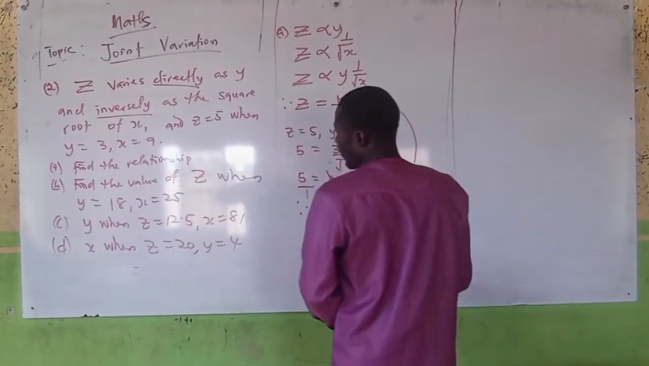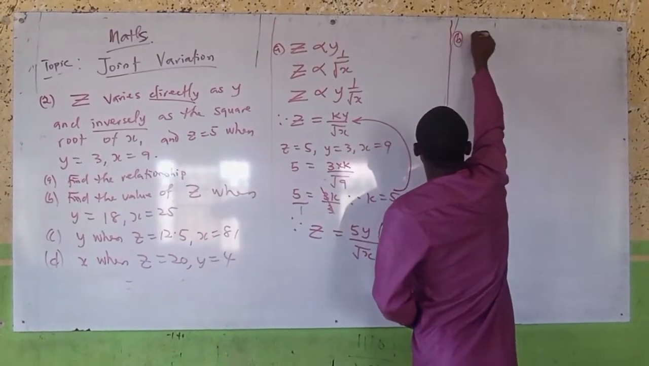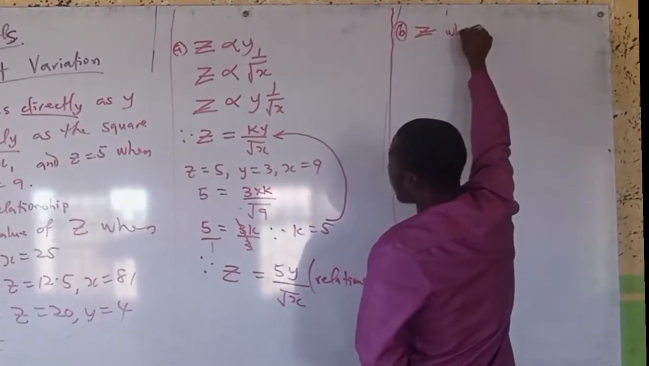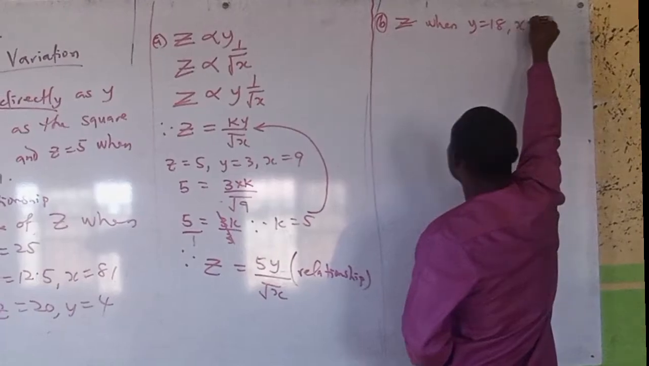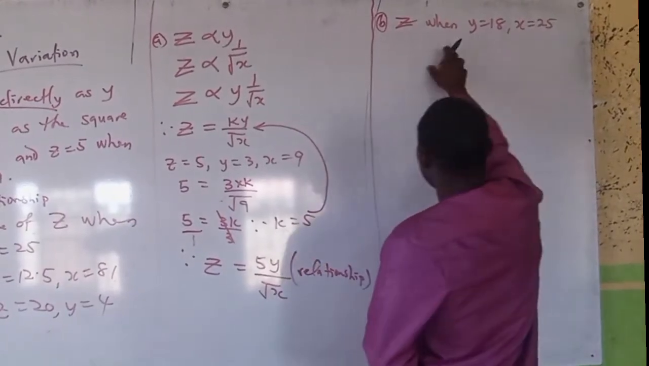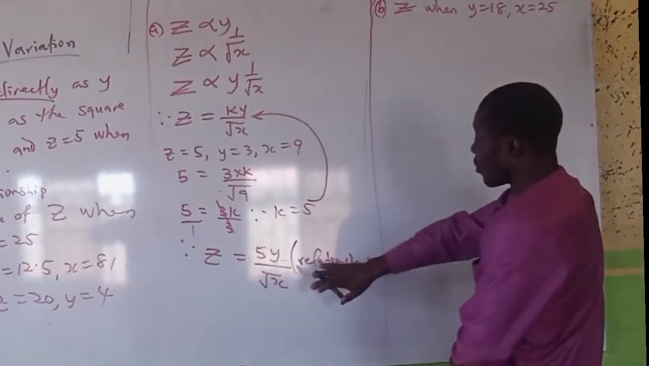We are through with A. B now says that we should find the value of z when y equals 18 and x equals 25. We should not forget our relationship will be our base, the formula we are going to use to solve as many questions as we want to solve there.